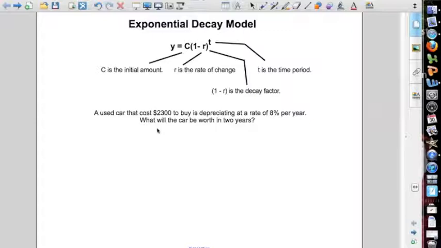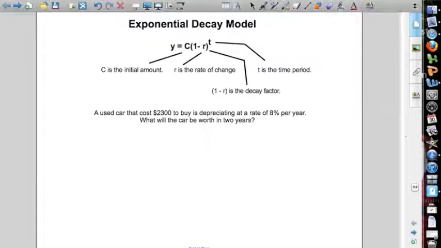And so we go out and we buy a used car. Some of you are going to be getting ready to do that here in a year or two. We go out to get that used car, and we buy a used car for $2,300 there. Now, with that used car, it is depreciating at a rate of about 8% per year. And so we want to know in 2 years, if we want to buy another car, maybe before we go to college or something like that, we want to know kind of how much that's going to be worth.